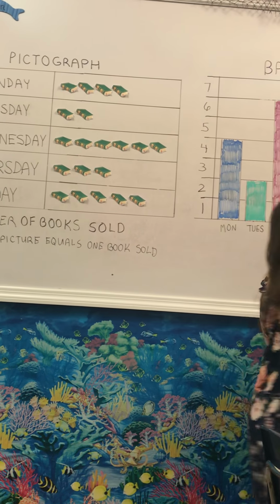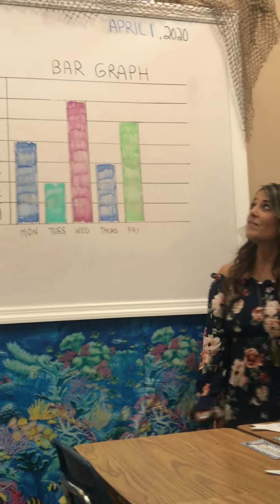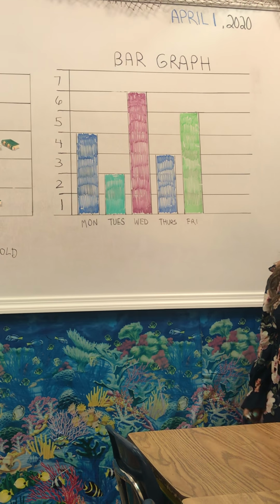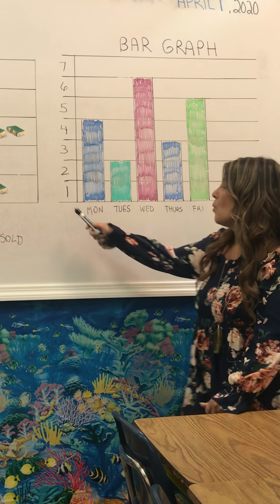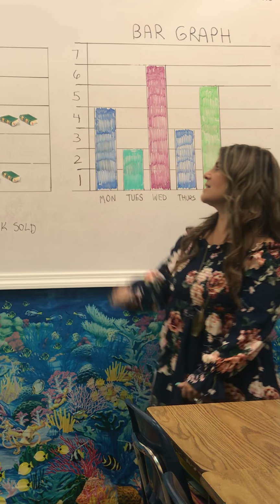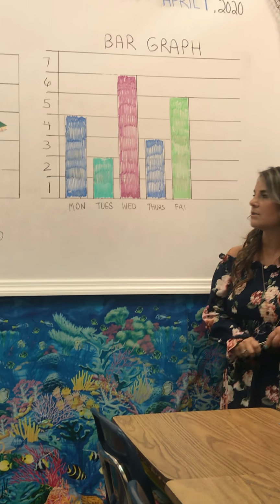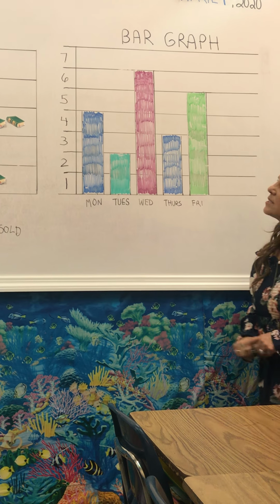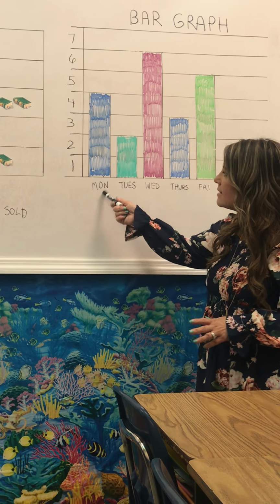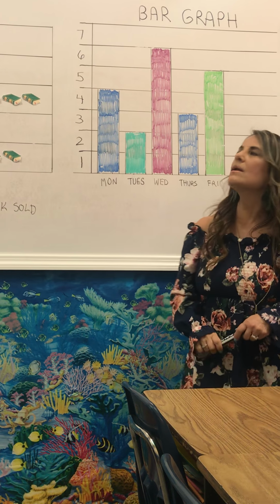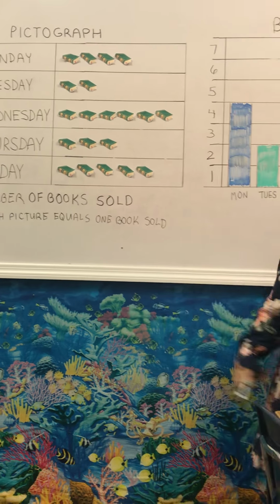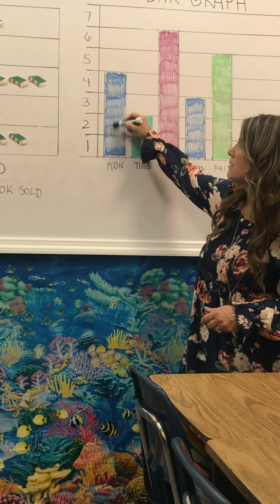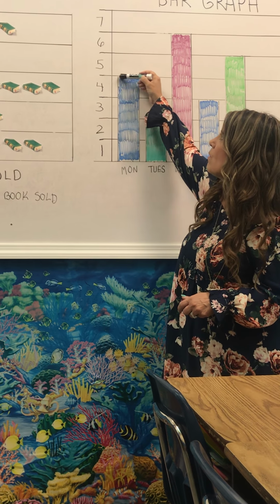I'm back. So on the bar graphs, if you look over on the left side, this is how many books that we sold. So we have 1, 2, 3, 4, 5, 6, 7. We could have possibly sold 7 books. Then here on the bottom, we have the days of the week. So let's go ahead and look at Monday. So on Monday, we sold how many books on Monday? We sold 4 on our pictograph. So if we come over here to our bar graph, we would fill in 4, all the way up here.